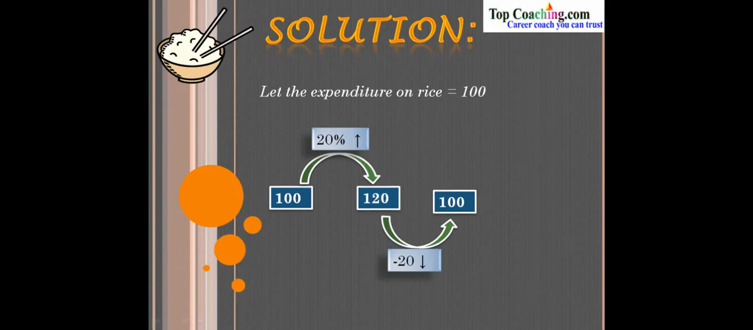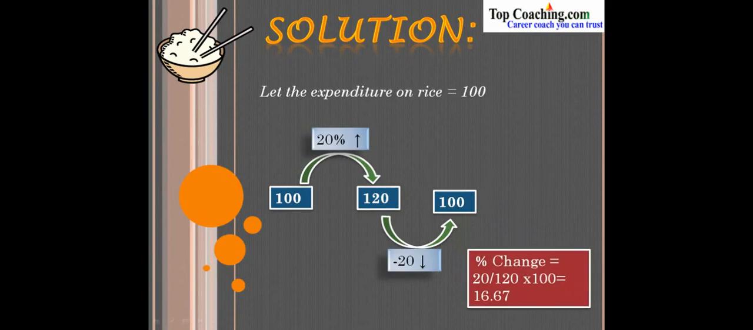And so we can say that the overall change, or the percentage decrease in the consumption of rice, would be equal to 20 divided by 120 into 100, which is equal to 16.67%. So the consumption of the rice should be decreased by 16.67%. This is the method of solving problems based on product constancy, that is, the product should remain constant. And this is the easiest way of solving such problems.